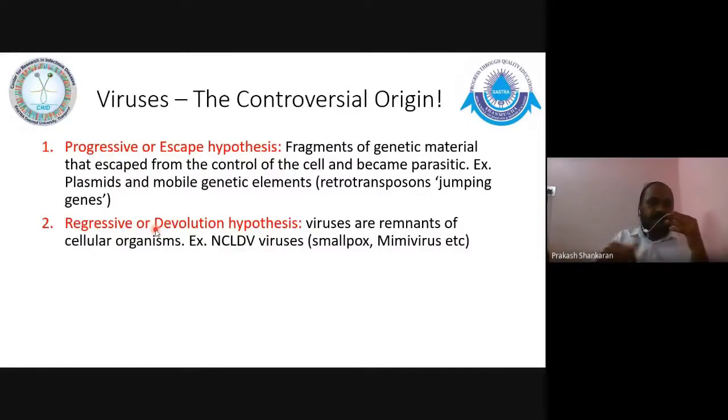So there are other theories. The second one is the opposite, the regressive or devolution hypothesis. Here it says that the viruses are remnants of cellular organisms. The best examples are NCLDV viruses, which means nucleocytoplasmic large DNA viruses. For example, the smallpox virus, and there are giant viruses called Mimiviruses.